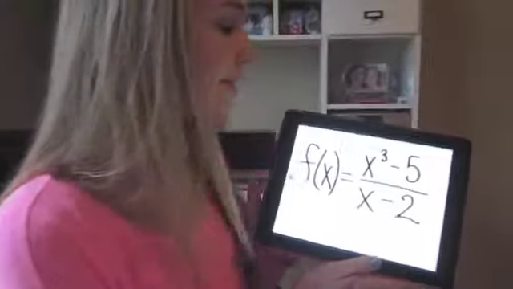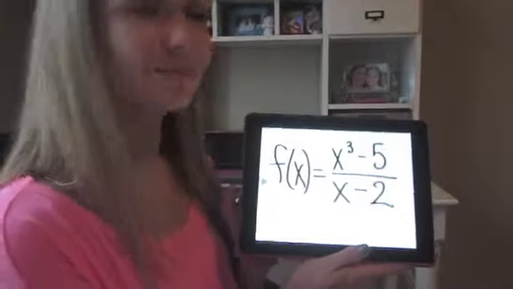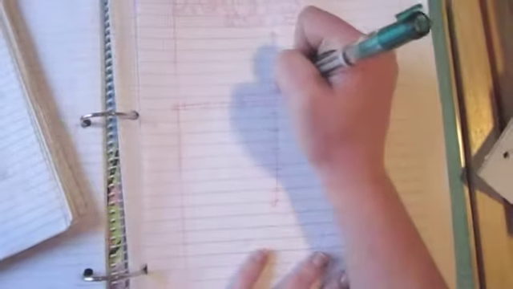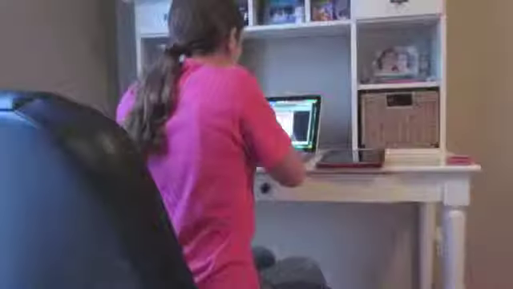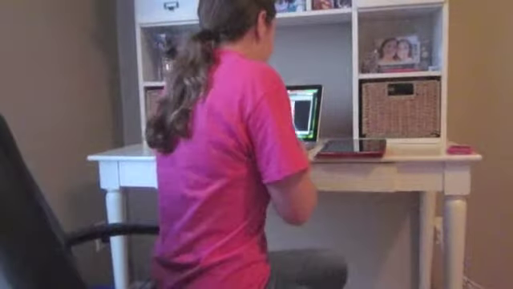Go! f of x equals x minus x. Intercept at x equal, or wait, how do I say it? Will you type this part, please? My brain hurts.